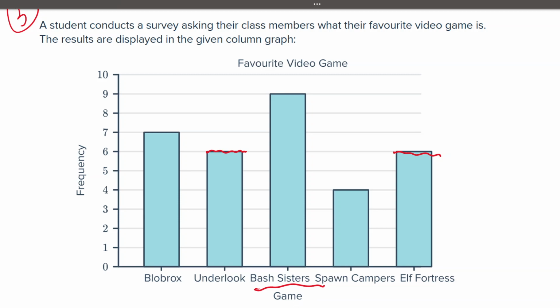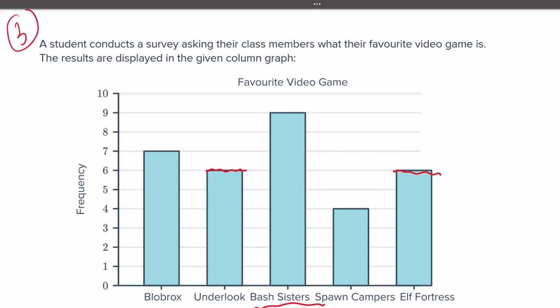How many students took part in this survey? Well, we can easily figure that out because we know the frequency for each category. So we know this one here is 7. We know this one here is 6. This one is 9 and 4. Then we've got 5 here. So if we add these numbers together, we're going to get, I believe it's 31. 7 plus 6 is 13. 13 plus 9 would give me 22. 22 plus 4 is 26. 26 plus 5 is 31.